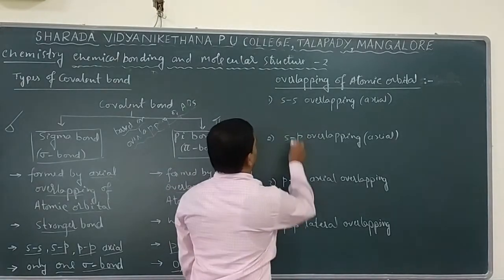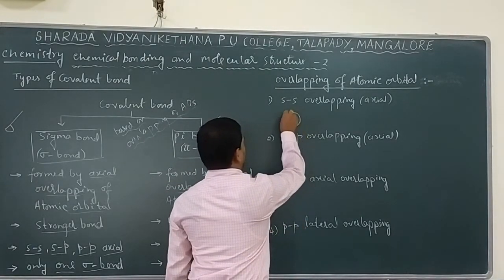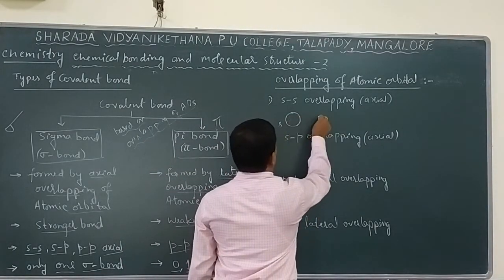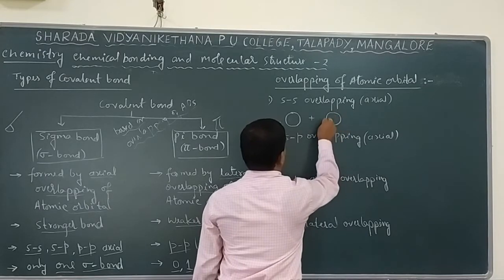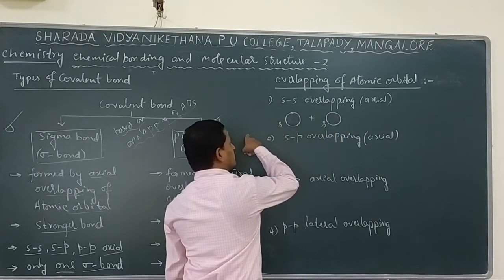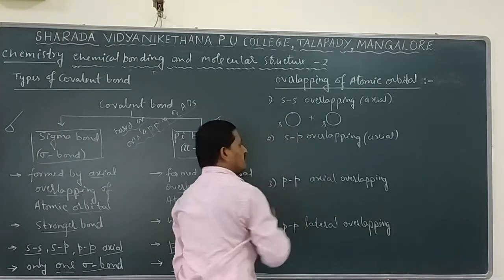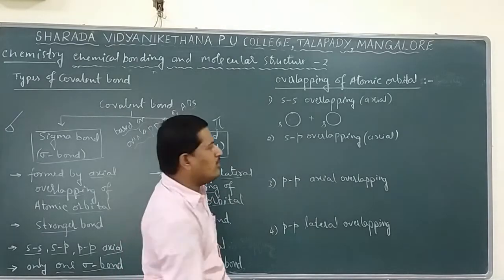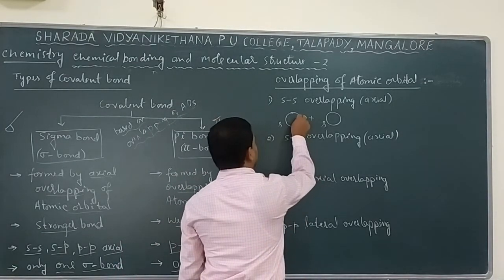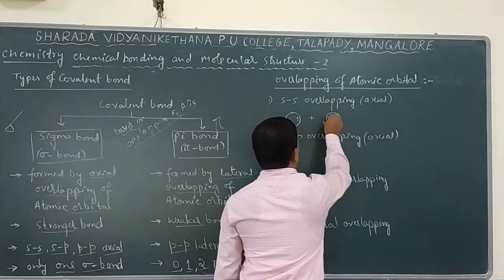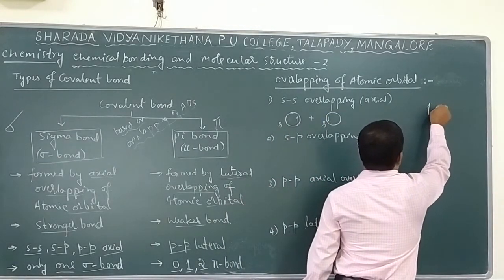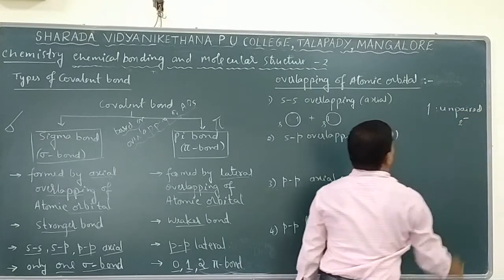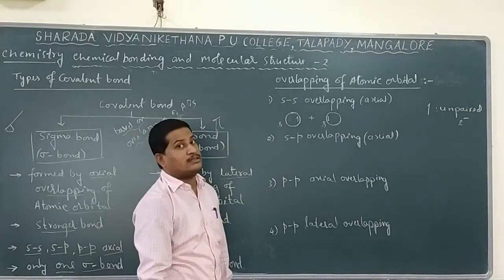You know the S orbital shape is spherical. This is the shape of an S atomic orbital, and this is the shape of another S atomic orbital. Let us say this is the S atomic orbital from one atom, and this is another S atomic orbital of another atom. An atomic orbital should contain an unpaired electron to be involved in bond formation, and unpaired electrons are designated by this symbol, a half-headed arrow mark. An orbital with a single electron is called an unpaired electron.